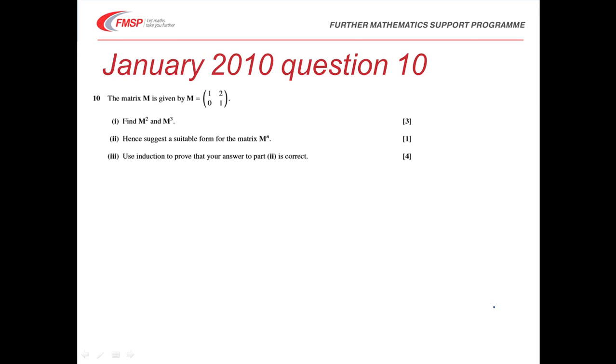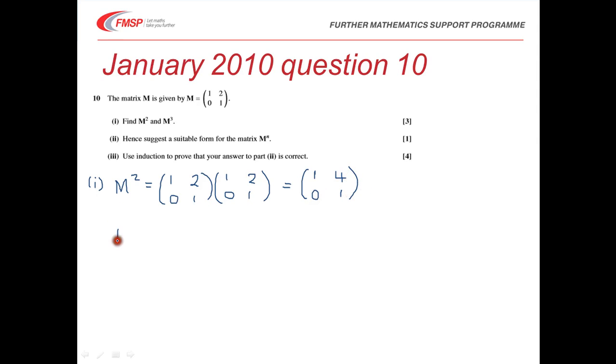So M squared, as I say, matrix multiplication for this first part. For M squared, we just want to show clearly that we can multiply matrices here. So we end up with 1 plus nothing, which is 1. 1 times 2 plus 2 times 1, which is 4. 0 times 1 plus 1 times 0, which is nothing. And then 0 times 2 plus 1 times 1, which is 1.